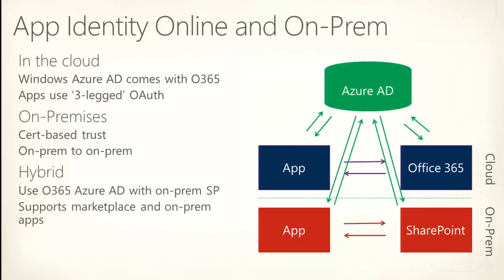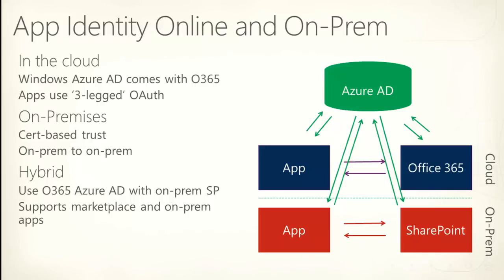And then the last scenario is a hybrid scenario, where you're using Azure AD to connect elements across this boundary of on-prem and online. You can even use a hybrid scenario to take an on-prem app and connect to an on-prem SharePoint in order to make it look more like online. In fact, it looks pretty much exactly like online. But you can also use it to take an app from on-prem and talk to Office 365, or to take an app from online and talk to SharePoint on-prem.